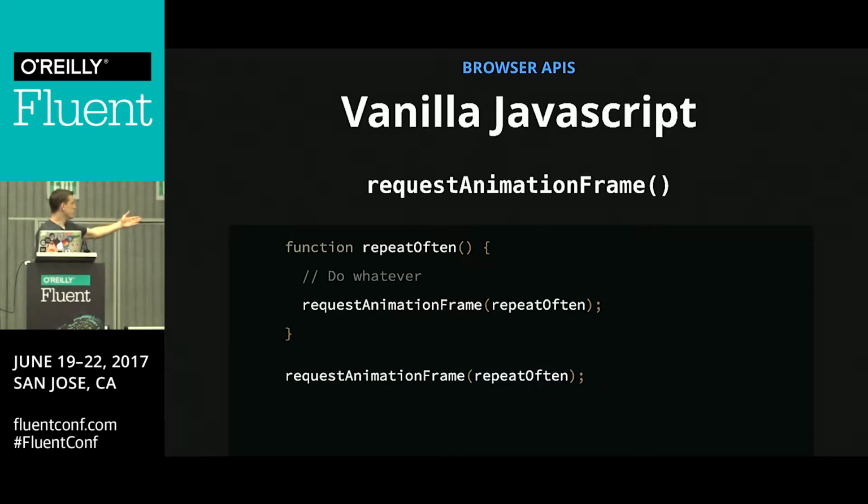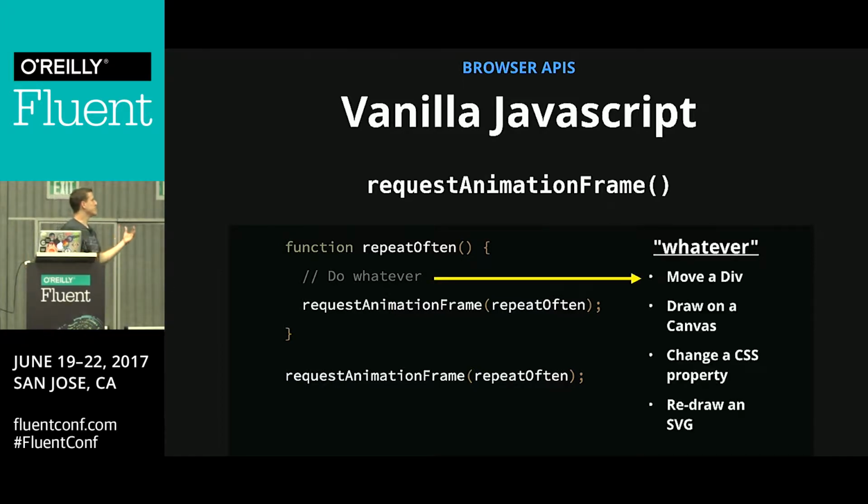And inside of this loop, you put whatever you want to happen, right? And that whatever could be moving a div on the screen or drawing a little bit of something on a canvas or changing a CSS property. It doesn't matter. As long as you do that little thing over and over again, it gives you the underlying foundation that you can do to start moving and animating things. So that's how you do it, rolling your own with vanilla JavaScript.